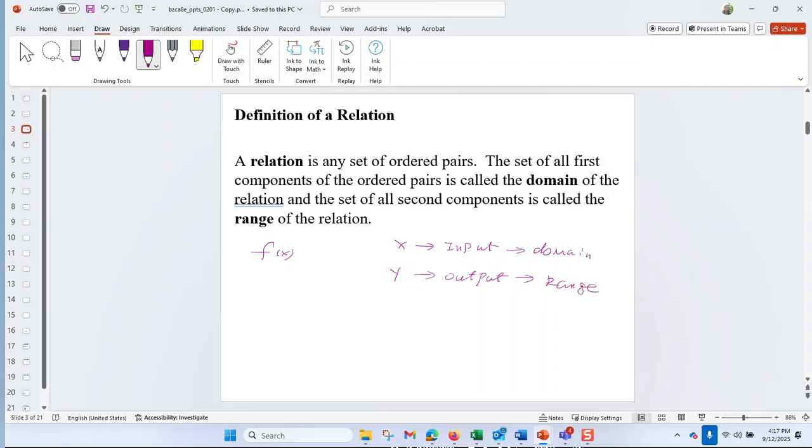In some books the domain is called the first set, and the range is considered the second set. Whatever you want to call them, we usually just say input and output, domain and range. So x is the input or the domain, y is the output or the range. All the x values are considered the domain, and all the y values are considered the range.